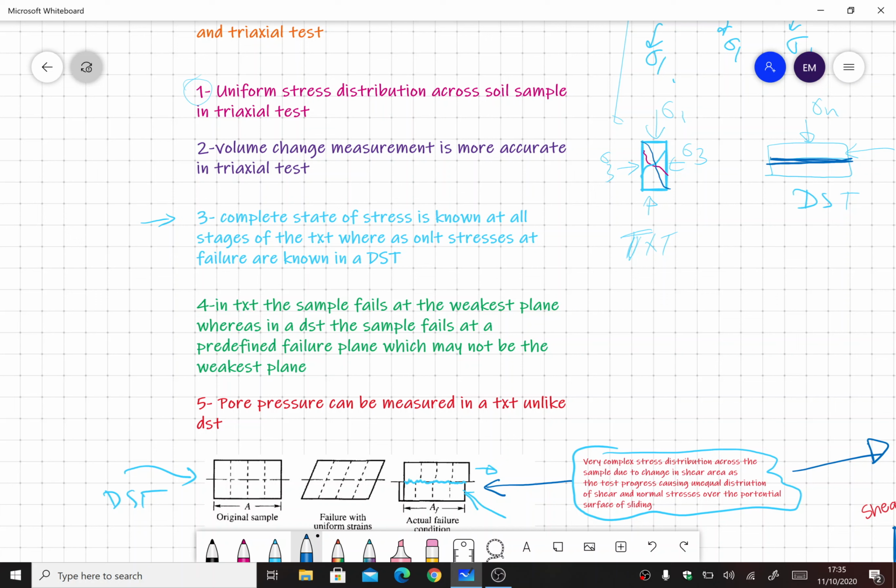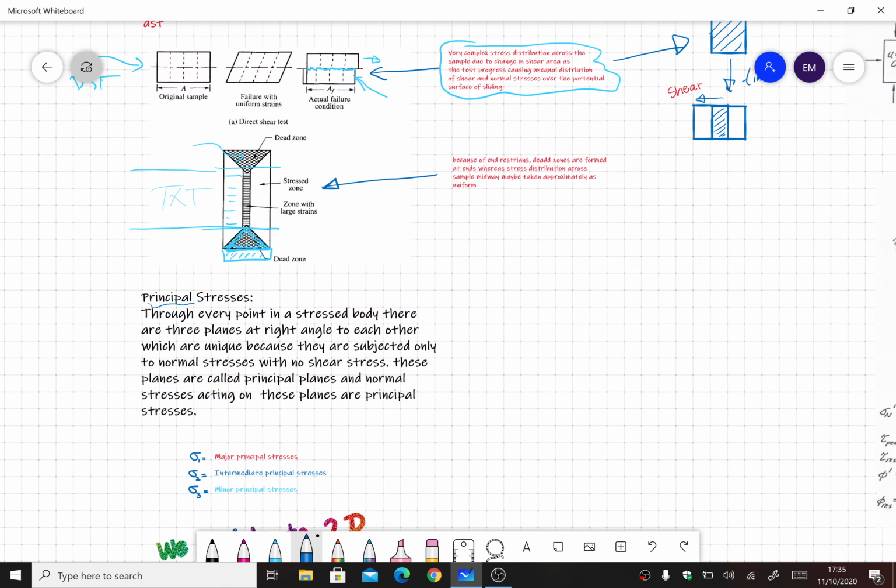Now we start to talk about principal stresses. So here is a little definition of the principal stresses: through every point in a stressed body there are three planes at right angle to each other, which are unique because they are subjected only to normal stresses. That means there are no shear stresses on that. These planes are called principal planes, and the stresses that are acting on these planes are called principal stresses. So just to make things easy, remember that if in a plane we don't have any shear stresses, that is a principal plane, and if there are shear stresses, then it's not a principal plane.